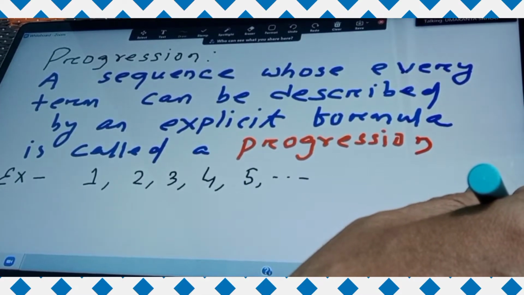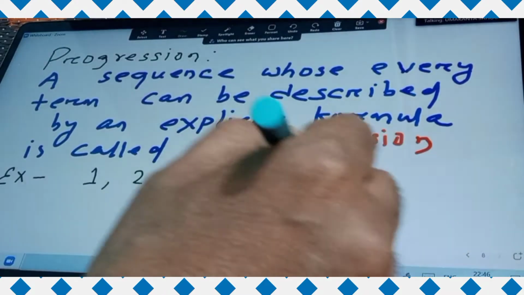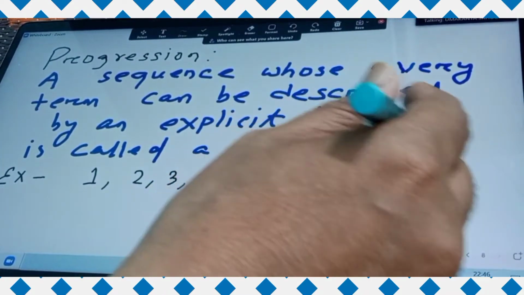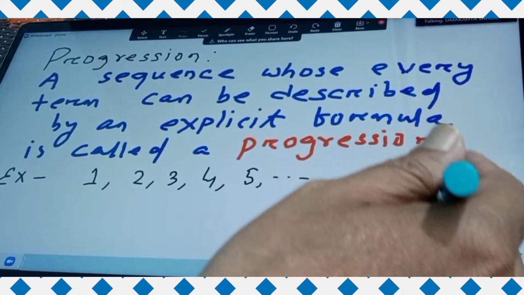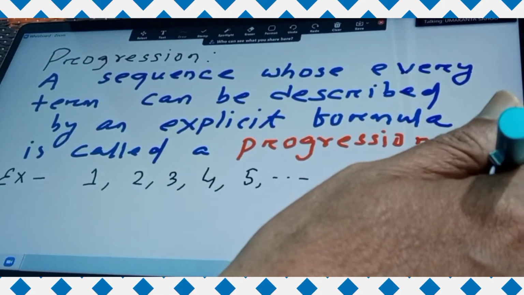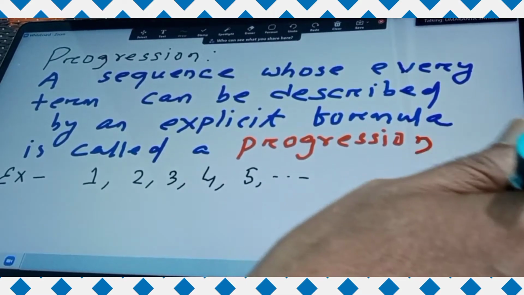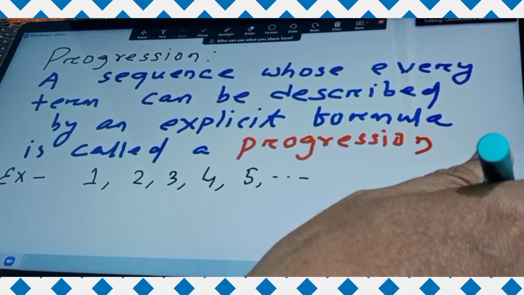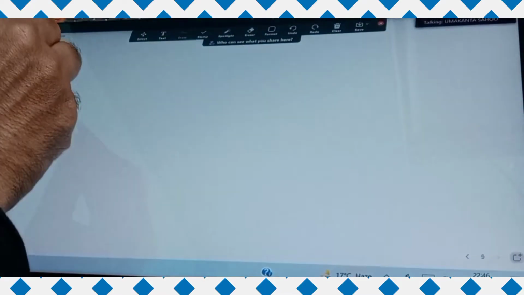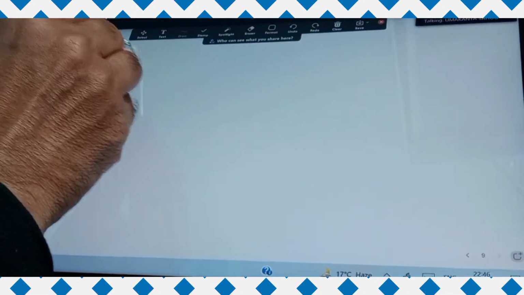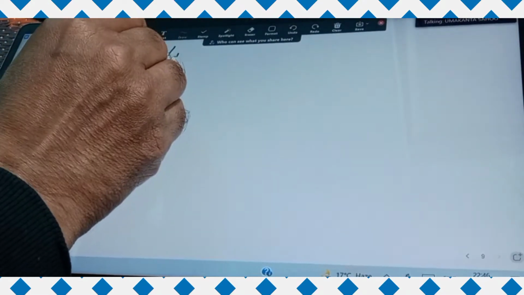If every term of the sequence can be expressed by a general formula, by an explicit, unique formula, instead of writing all the terms, then such type of sequence can be called a progression. Let's see. Here the sequence is 1, 2, 3, 4, etc.